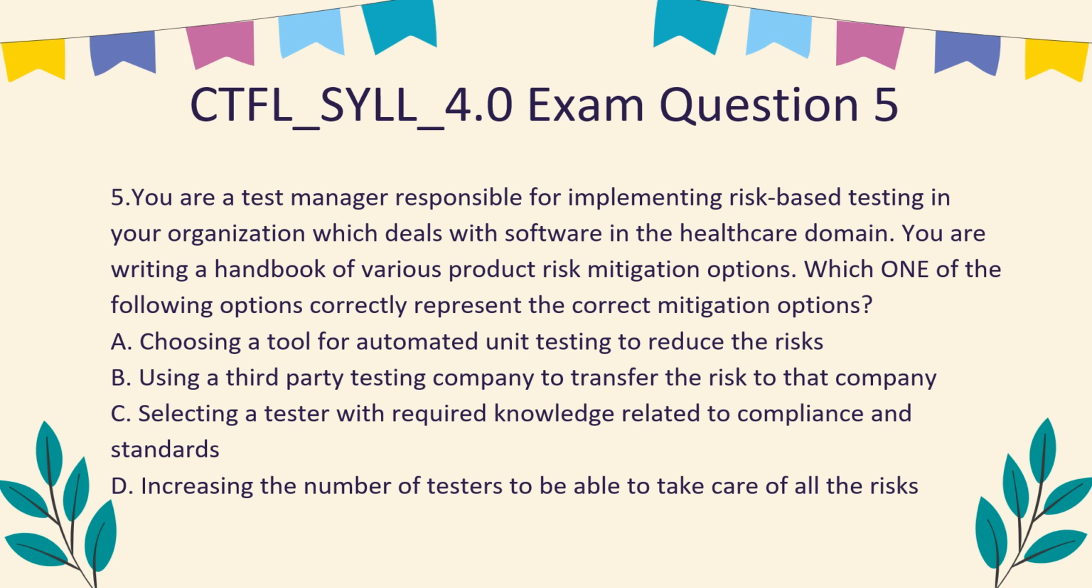Which one of the following options correctly represent the correct mitigation options? A. Choosing a tool for automated unit testing to reduce the risks. B. Using a third-party testing company to transfer the risk to that company. C. Selecting a tester with required knowledge related to compliance and standards. D. Increasing the number of testers to be able to take care of all the risks.